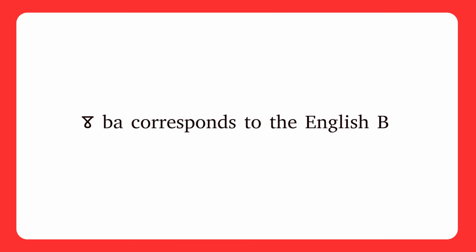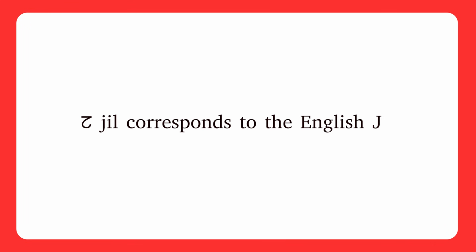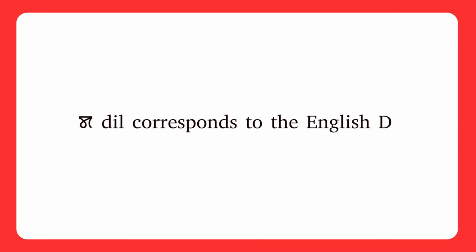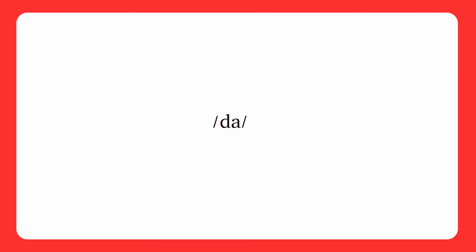The 22nd letter Ba corresponds to the English B with the phonetic value Ba. The 23rd letter Zil corresponds to the English J with the phonetic value Ja. The 24th letter Dil corresponds to the English D with the phonetic value Da.